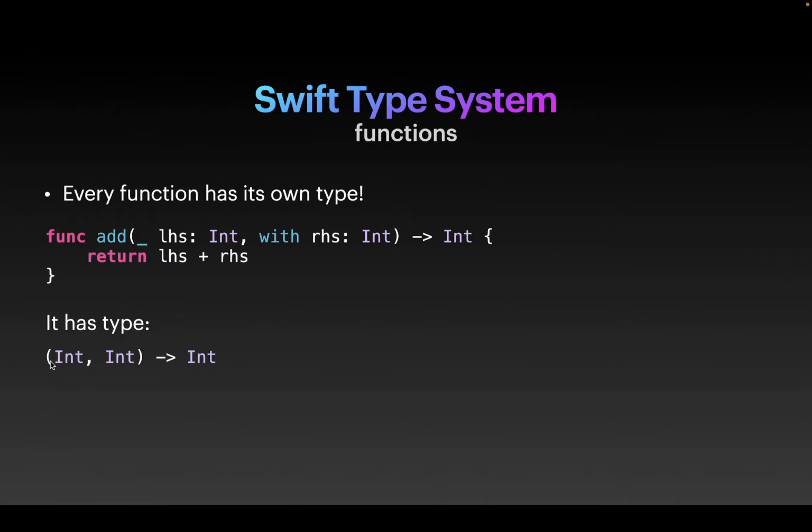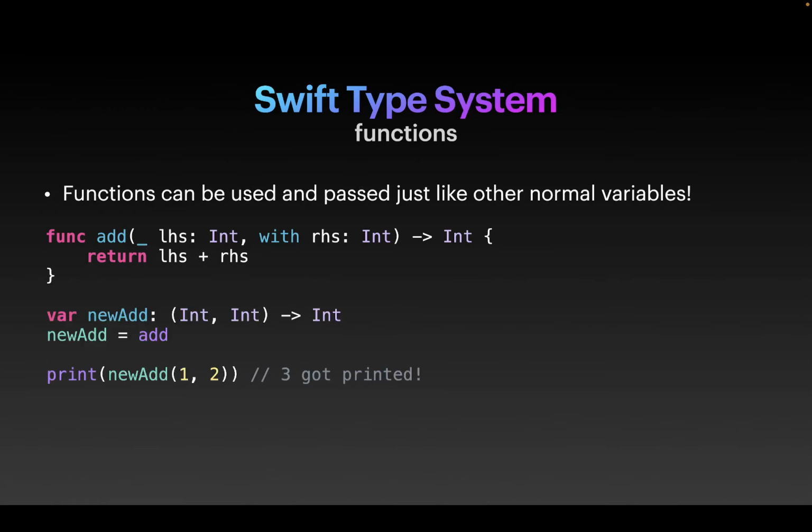Inside the parentheses go the argument types. In this case, add takes 2 arguments, both integers, and it returns an int, right? So I write Int and Int. It means it takes 2 integers. And after the arrow symbol is the return type. Again, it's an integer. That's the type of this function. Okay. Every function has a type, and the compiler is going to infer the type during compilation, and it will assign this type to the function.